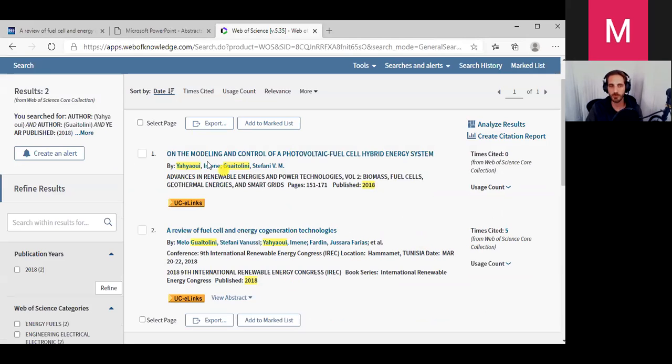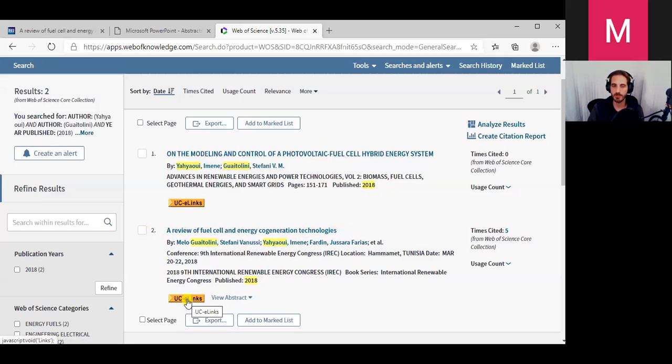Right away, the first one is not it. It was actually written by the same people in the same year and published similarly, which, by the way, is a game that some people will play of trying to publish the same thing twice, which you're not supposed to do. But sometimes people do it. It looks like those are separate enough that they're probably different. But sure enough, our second one down here is the paper we're after, which is a review of fuel cell and energy cogeneration technologies.